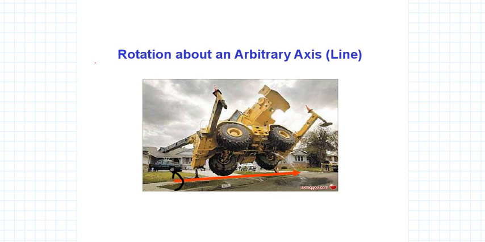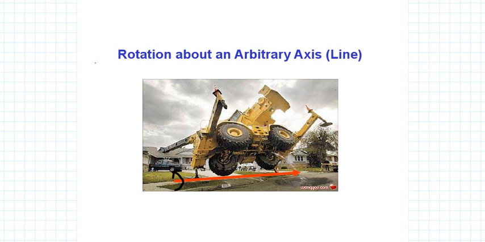So this line basically does not belong to any of your primary axes. You cannot think of this as an x-axis, y-axis or z-axis. This is an arbitrary line. So in 3D, rotation about an arbitrary line or arbitrary axis is possible.